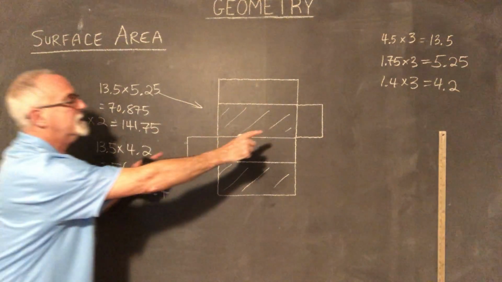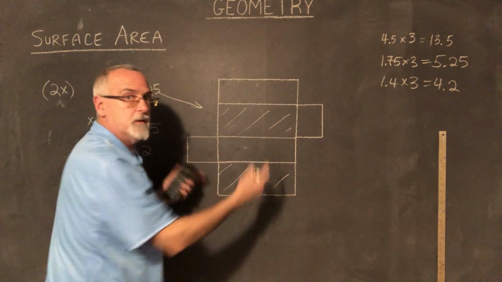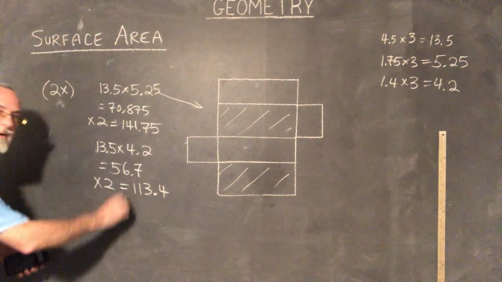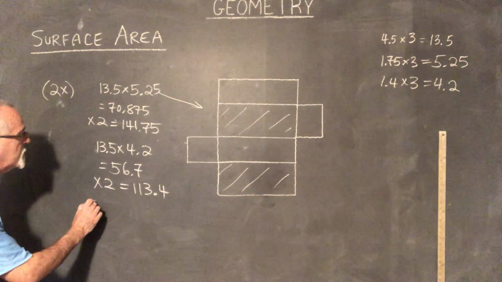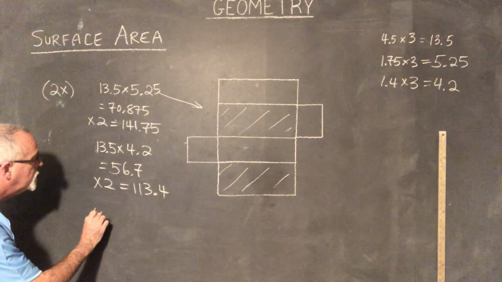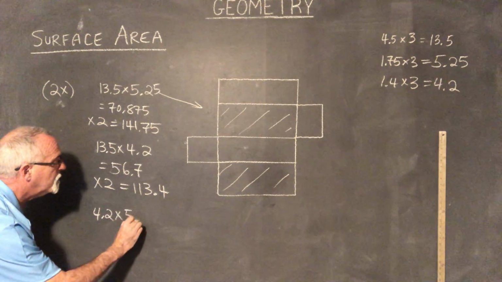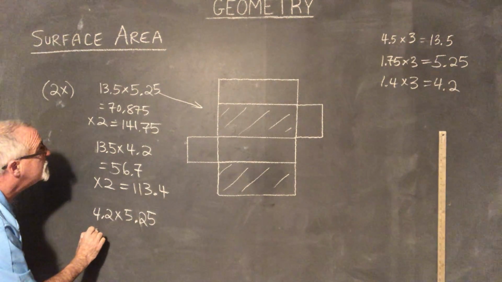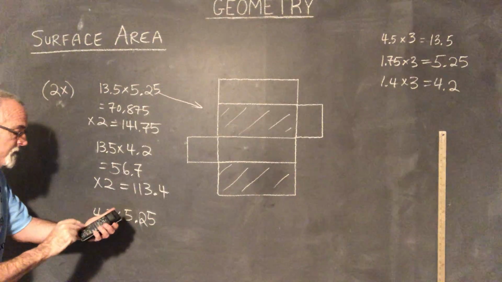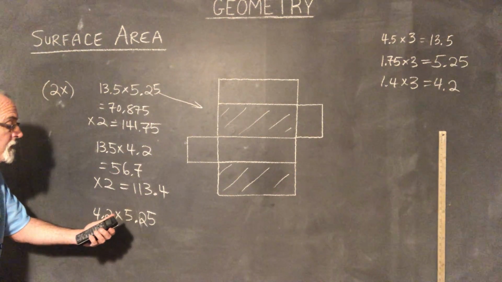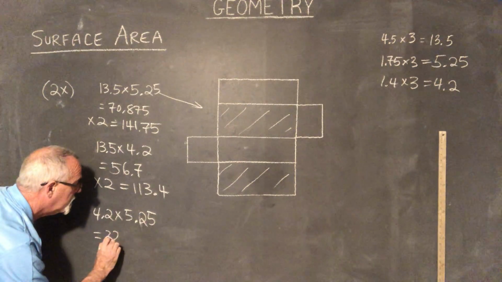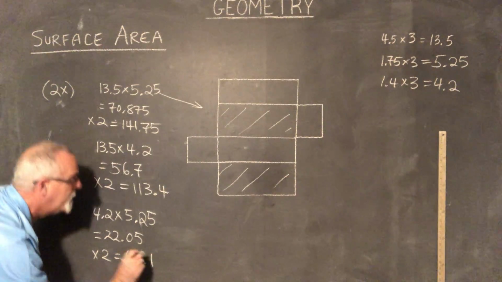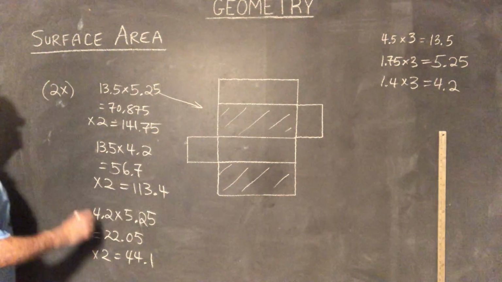Okay, and then finally it's these two little ones, which are the same even though I drew them so they look different. They're still both 4.2 by 5.25 inch rectangles. So even though I have to draw really low where handwriting is messier, I just want to do it all here. So 4.2 times 5.25 equals 22.05, times 2 equals 44.1. Okay, I didn't really leave enough room for the final answer, so I'm going to erase this.